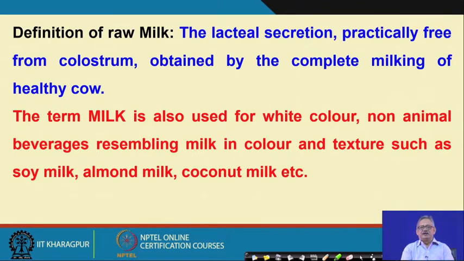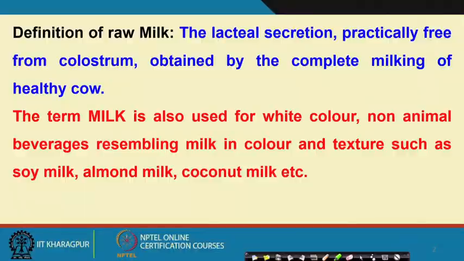Subsequently, when we define again some other, then you will see, or we extend the, what is milk, to understand that. So, we will see that this is the lactal secretion, means this has to be a mammalian product, right? Other than mammalian, no other species can produce milk.